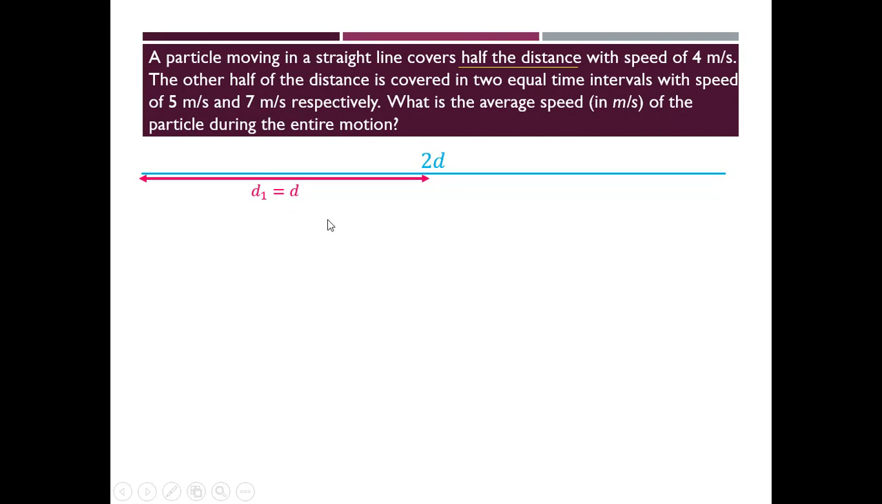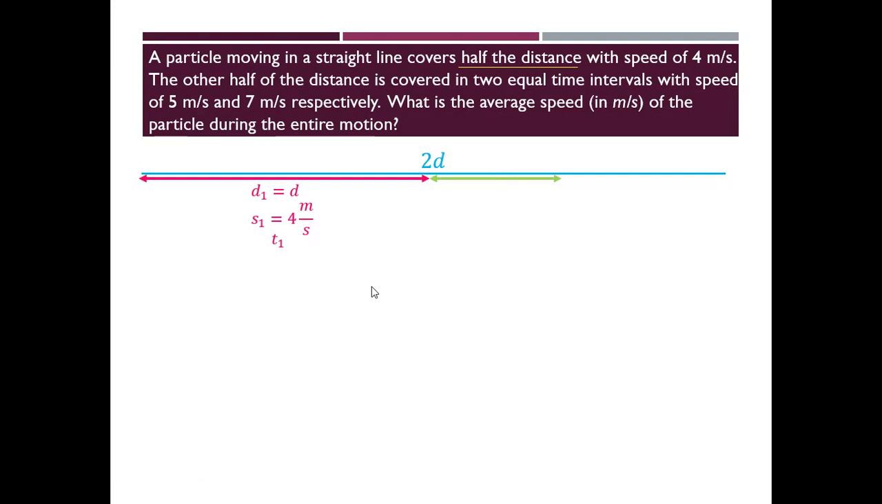Now, what else do I know in the first segment? The speed is given as 4 meters per second. What do I know about the time? I don't know what the time is. In order to find time, you need to know both speed and distance, but in this case, D1 is kept as an unknown quantity, which is just D. So I'm just going to call it T1 because I don't know what it is. It's not given to me.